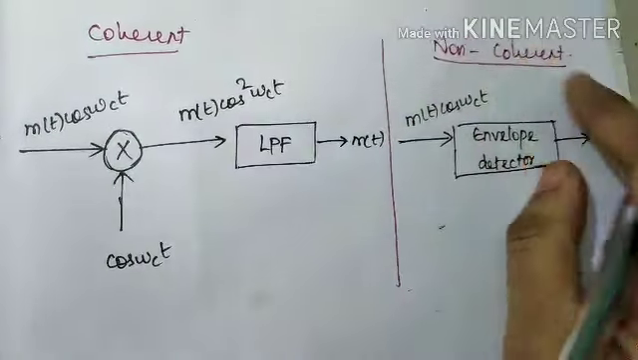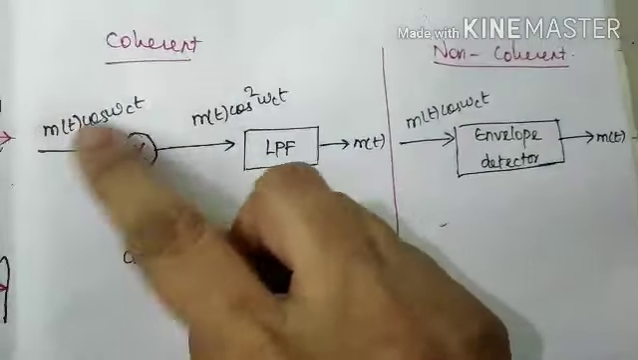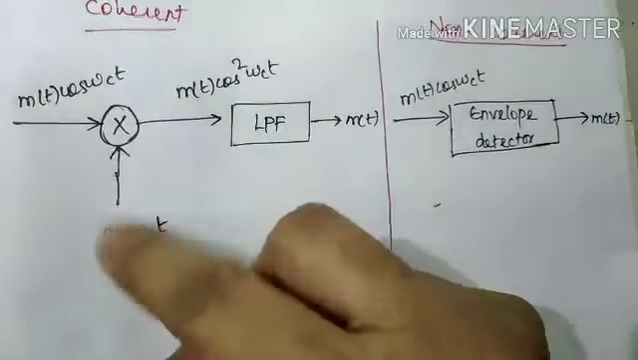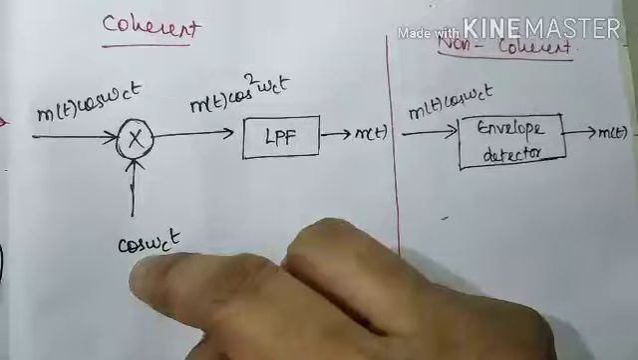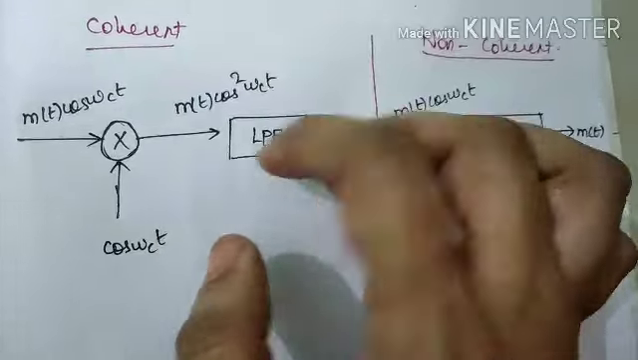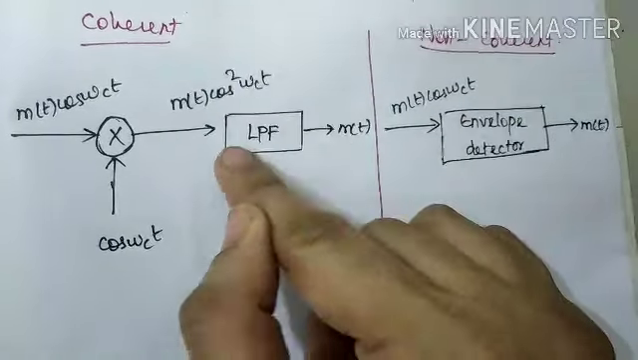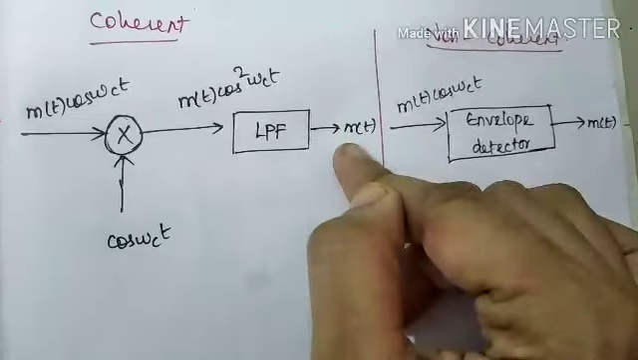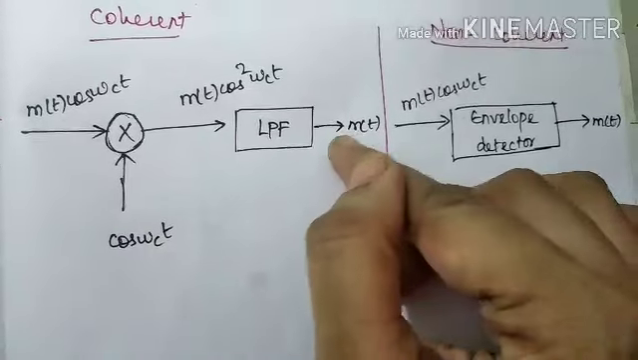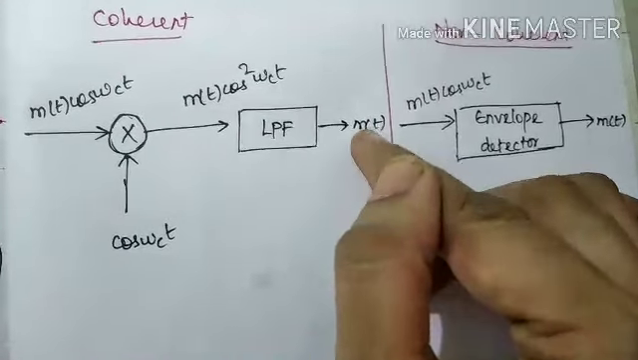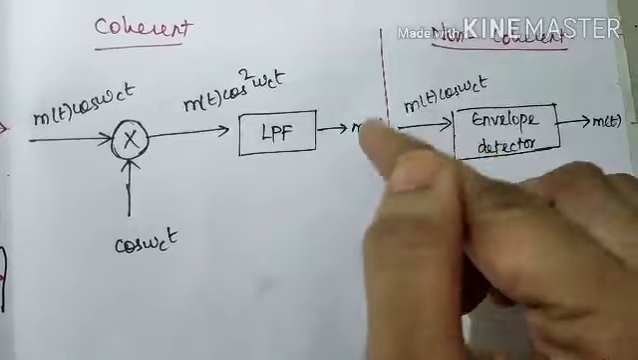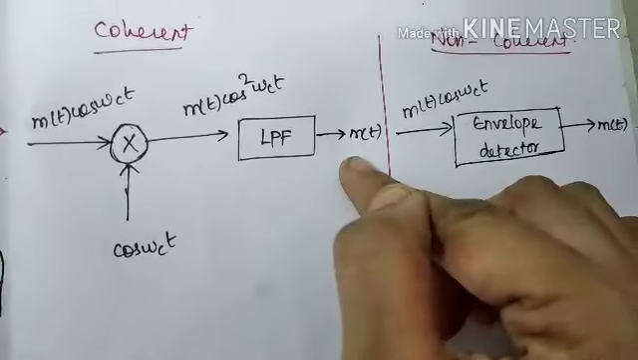Our modulated signal is multiplied with cos omega ct again, which is nothing but an oscillator signal. These two get multiplied and it becomes m of t cos squared omega ct, which passes through the low pass filter. So we get our output as the message signal, our original signal at the transmitting end, m of t, which may be digital in nature, which we transmitted at the transmitting end.